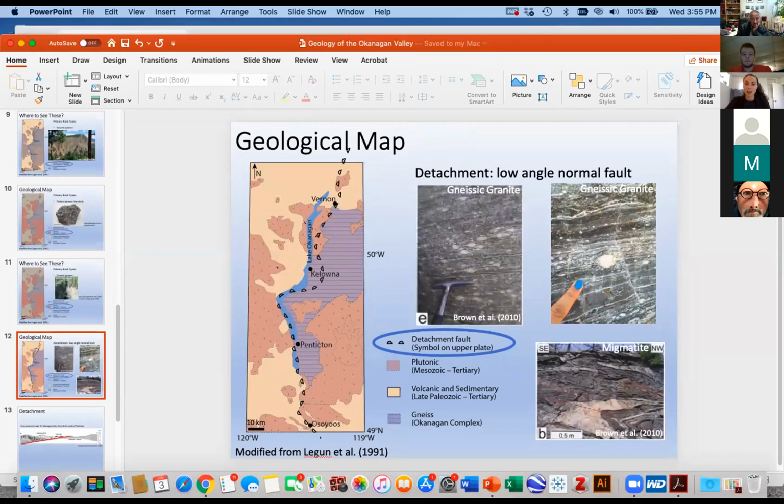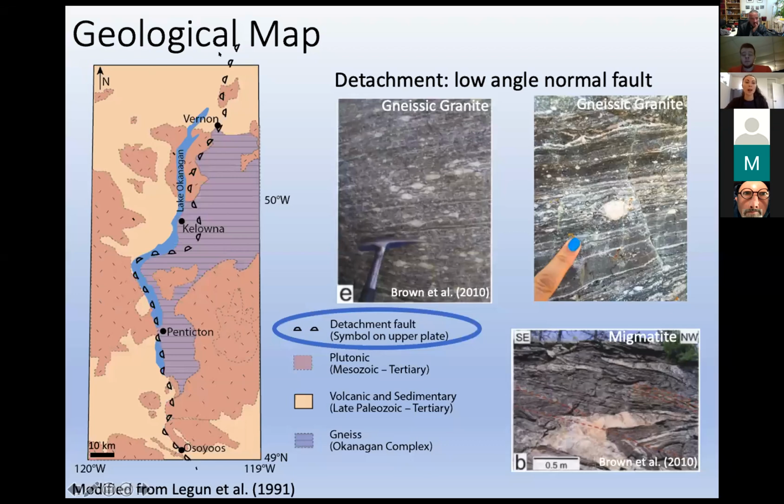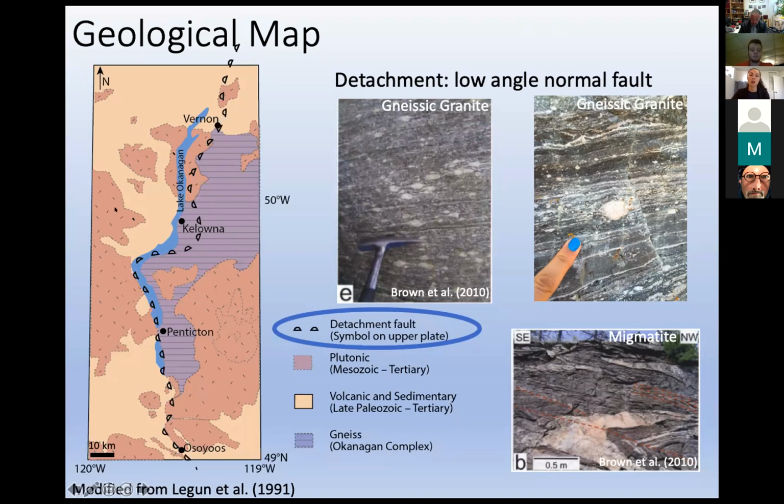So finally, the last feature I wanted to talk about on this map is this detachment fault that runs through here, which is basically a low angle normal fault. And this fault basically explains why you see this juxtaposition of lithologies on the west side versus the east side of the lake. Here you have an abundance of metamorphic rocks, the Okanagan gneiss complex, whereas in contrast on the west side, the lithologies are dominated by volcanics and plutonic rocks. So the fault basically explains that, and I'll get into it a little bit more in a diagram on the next slide.